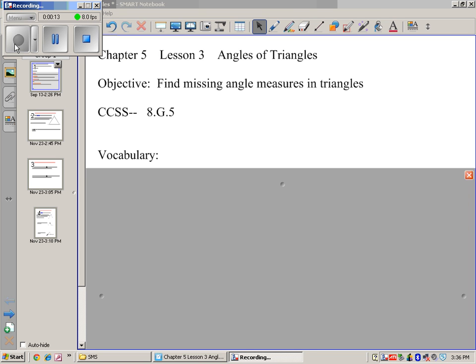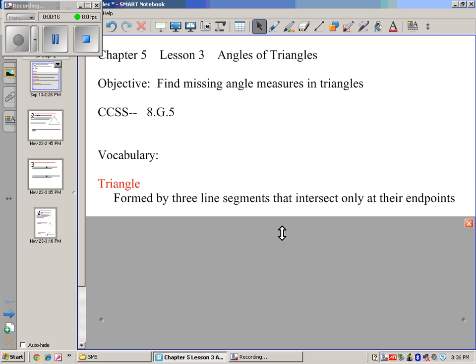Okay, let's look at our vocabulary for this lesson. First one is a triangle. A triangle is formed by three line segments that intersect only at their endpoints. Once again, you may pause the video to write down definitions and then restart it once you are finished.